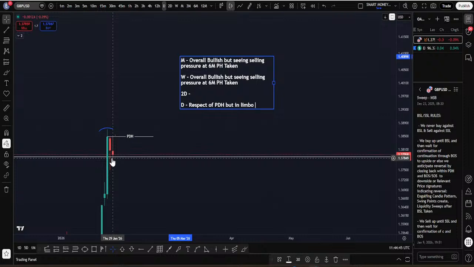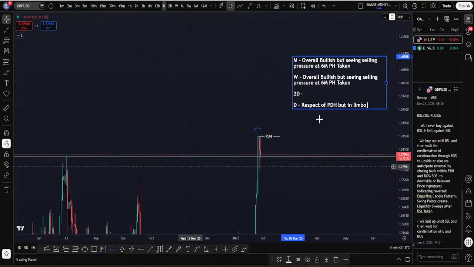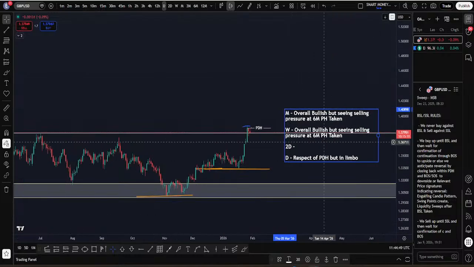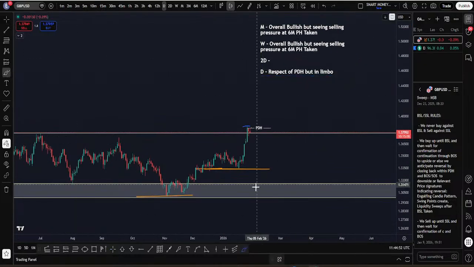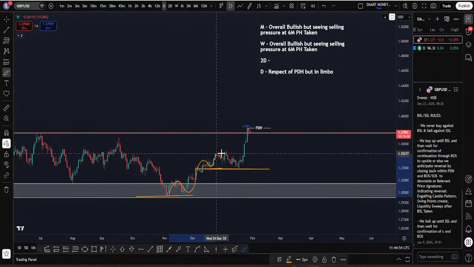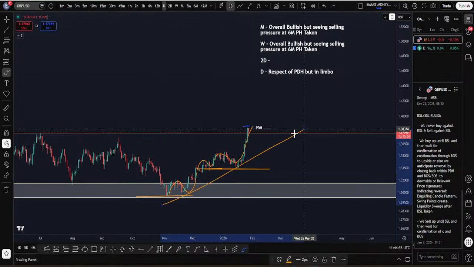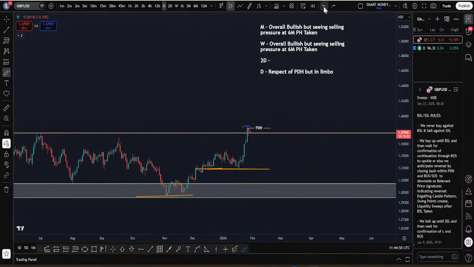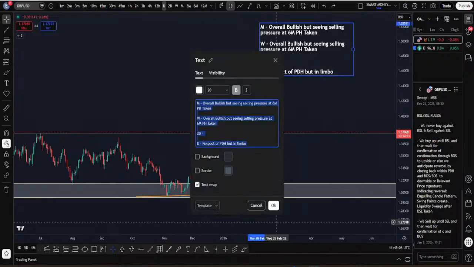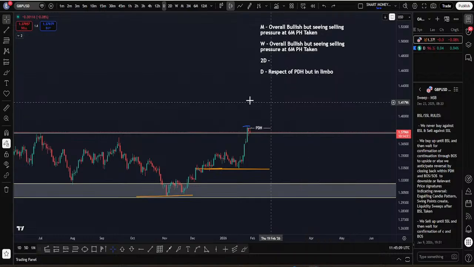I don't think we can call price bearish, especially when overall we've been moving higher. It's never good to go against the trend. Price has been moving higher for a period of time now, so we want to hold that idea. That's why we've got an overall bullish market. All right, so we got respect of previous high, but in limbo, which means there's a potential that price could still be moving to the bull.